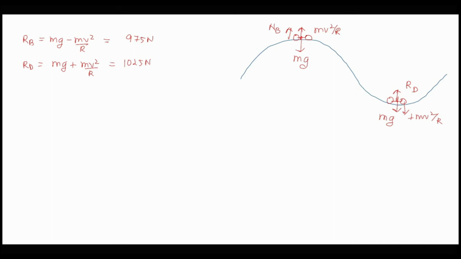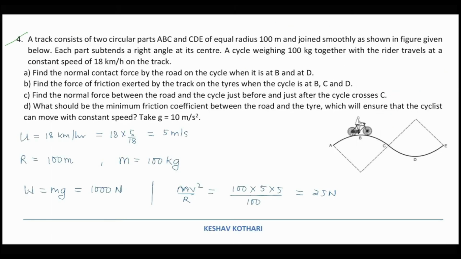Now if we consider the second part, the question is saying find the force of friction exerted by the track on the tire when it is at B, C and D. So now at the positions B and D, there is no component of weight which is going to act. So the force of friction at B and D is going to be 0. So at B and at D, the value of friction is going to become 0.